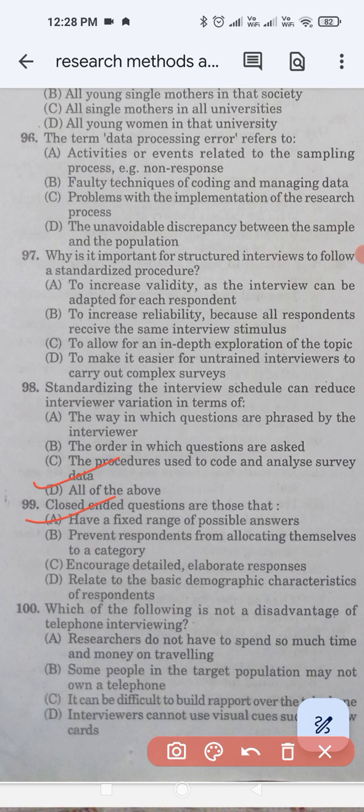Now question number 100. Which of the following is not a disadvantage of telephone interviewing? Option A, researchers do not have to spend so much time and money on traveling. Option B, some people in the target population may not own a telephone. Option C, it can be difficult to build rapport over the telephone. Option D, interviewers cannot use visual cues such as show cards. So the correct answer of this one is option A. Researchers do not have to spend so much time and money on traveling.